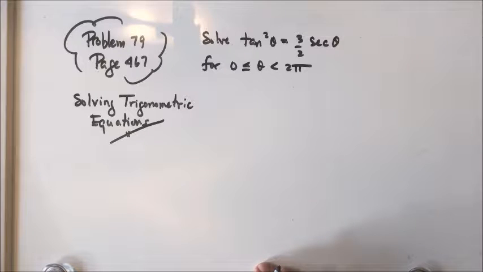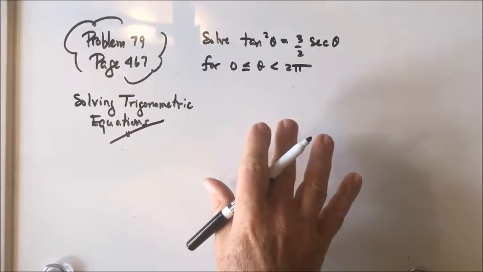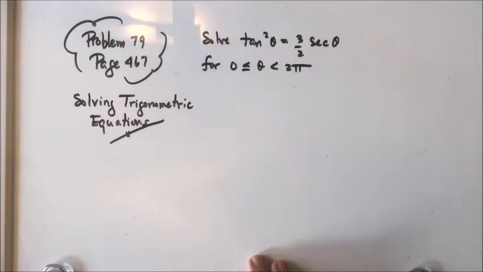So this problem, again, 79, your sister problem 78, says solve the following: tangent squared of theta is equal to 3/2 secant. Find me the answers that fall between 0 and 2 pi. And you're going to quickly see that there's going to be more than one answer here over that range, and the problem says find everybody.